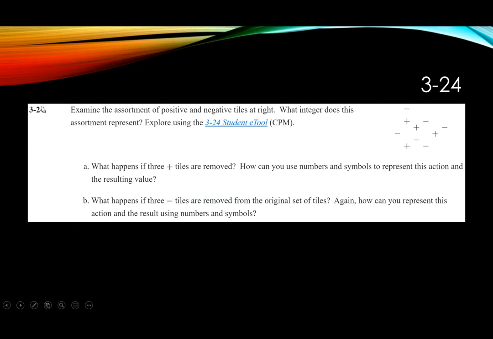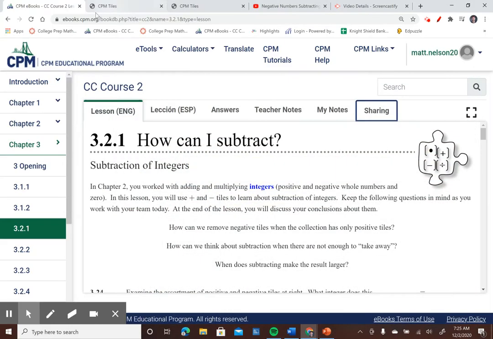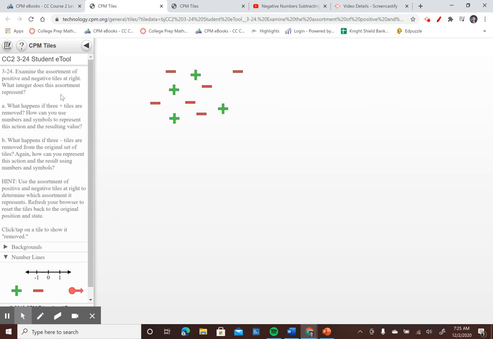So here's our first problem, 324. We're going to click on this blue hyperlink to answer these questions. So I'm going to click right here, and it's going to take me to the page that looks like this. And my questions are still on the left side of my screen. So first off, it says, what happens if 3 positive tiles are removed? Well, let's go ahead and first off, take a look at what integer this assortment represents.